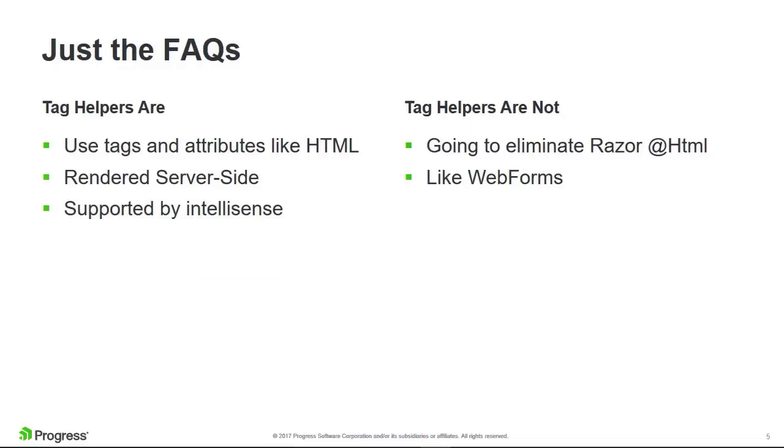Some quick facts about tag helpers: they use tags and attributes like HTML. However, they're rendered server-side using Razor. They're supported by IntelliSense with some additional benefits that you don't get from HTML helpers. In addition to C#, we also get IntelliSense for HTML and CSS. Tag helpers aren't going to eliminate Razor and HTML helpers completely. And while they tend to look like web forms, there's no view state or any type of web forms functionality being added to your solution.